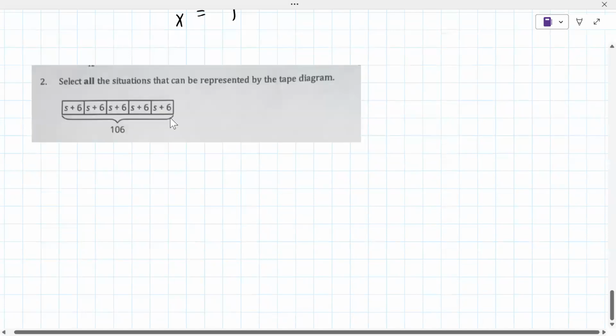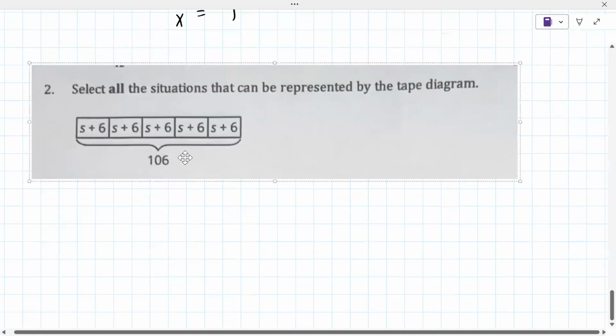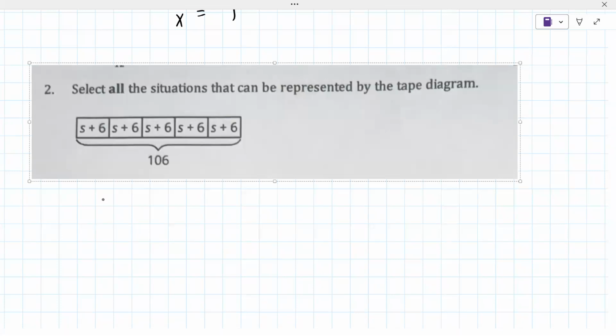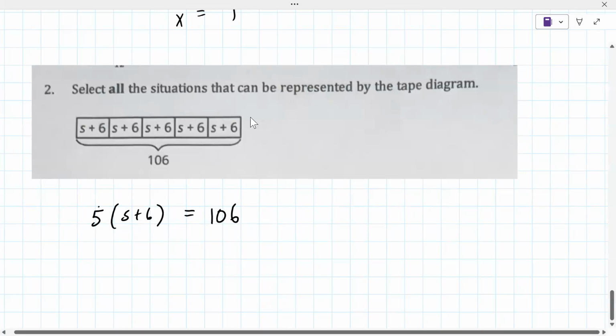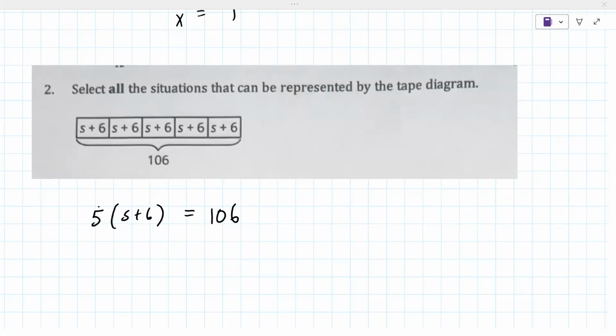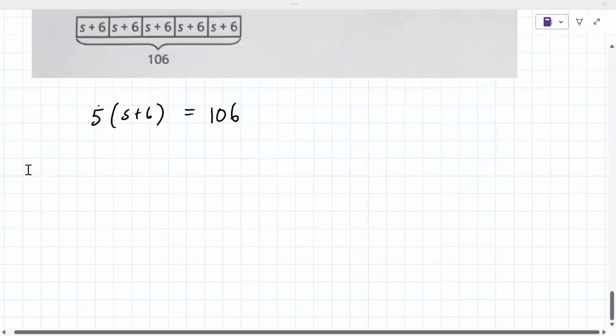So we're going to go back to number 2. What do you see here? Tell me kind of what you see visually. There's no right or wrong answer here. S plus 6, 5 times. Exactly. So that's 5 S plus 6's. You said it perfectly. We don't know what S plus 6 represents, but there's 5 of them. So I guess we have to look scenario by scenario here and see which one gets us back to that.